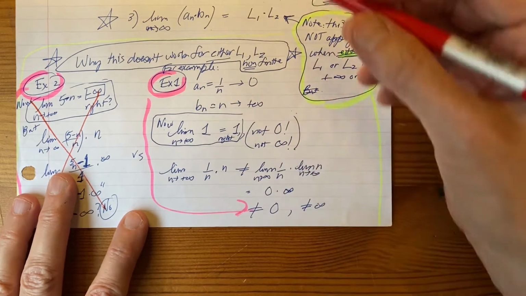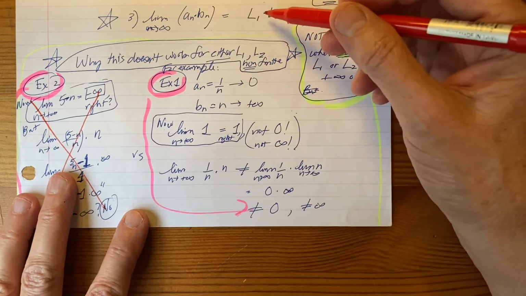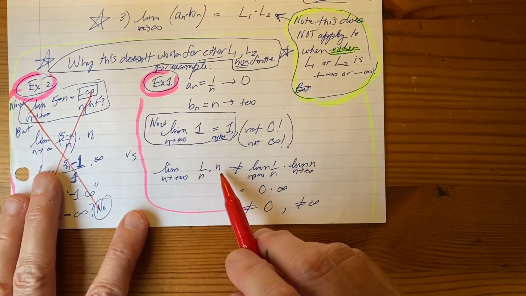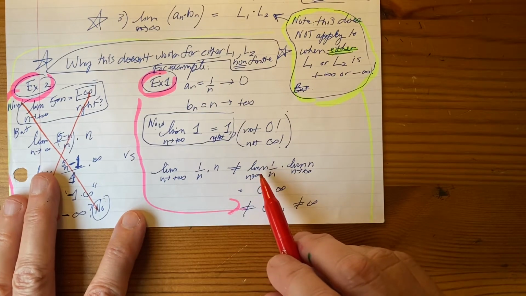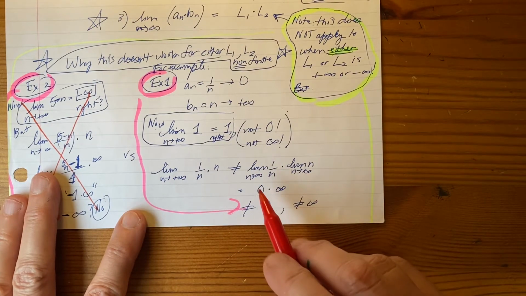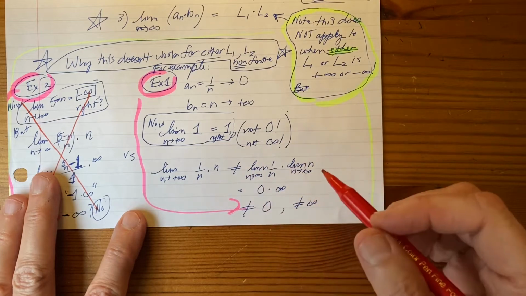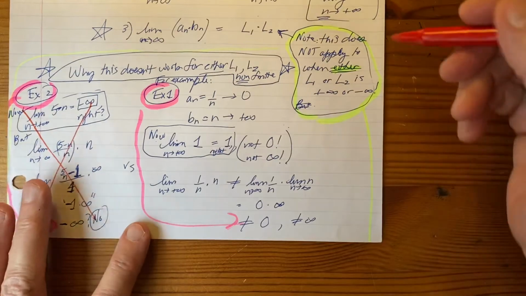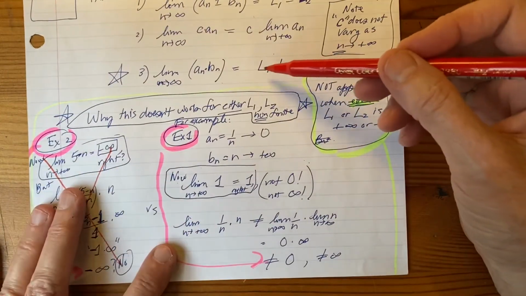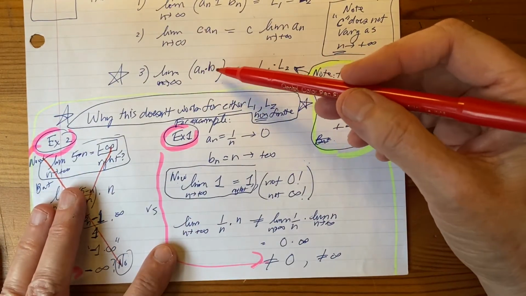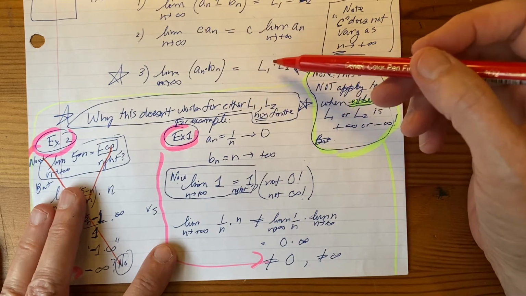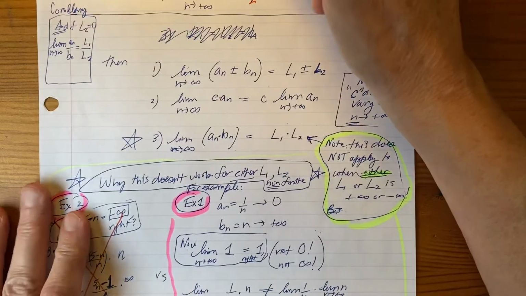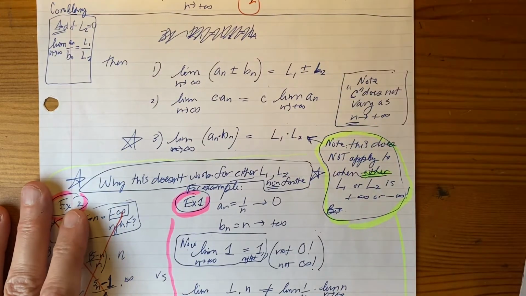So if you think that this applies when one of these is infinite, you might make the mistake of assuming the limit of this product is equal to the product of the limits. And so then you would go around saying that 0 times infinity is equal to 1. That's a contradiction, okay? So this theorem, that you can look at the limit of a product of sequences and take the product of their limits, only applies if L1 and L2 are finite quantities.